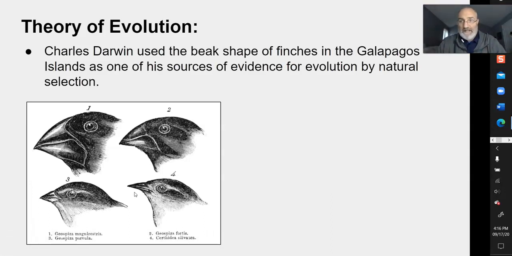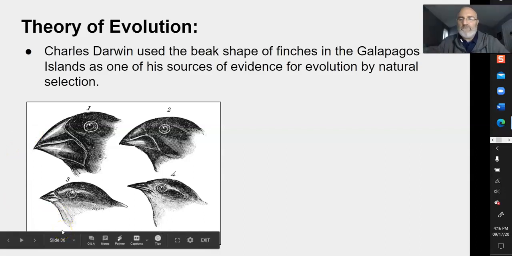Like, if you live on an island with bugs as your primary food source, you better develop a different kind of beak if you plan to survive. How cool is that, right? His original thinking was inspired by the unique beaks on these different birds that lived on different islands in the Galapagos. Does that feel convincing to you?